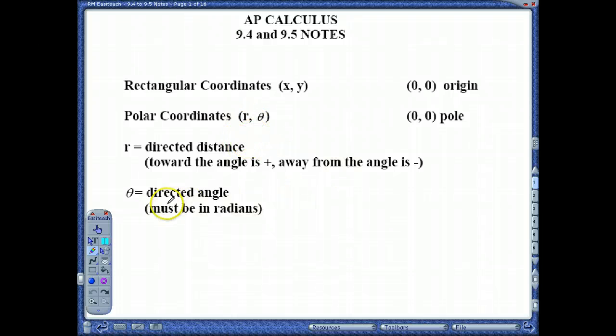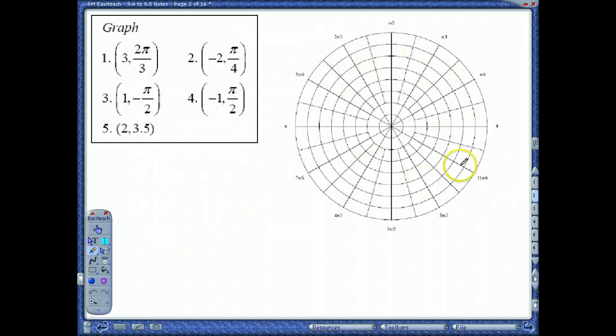Theta is that directed angle, and it must be in radians, so no degrees, please. Now, polar coordinates has its own form of the origin. It's called the pole. You can understand that when we get to the picture of the graph. It looks like the North Pole, get it? Anyway, when we're graphing these points, I know this is a little bit blurry, but on your notes it's a little bit better.